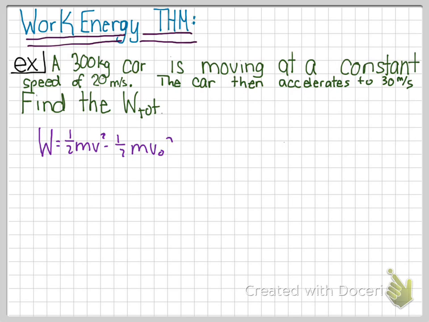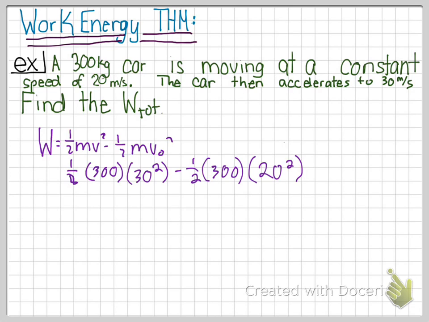So we know the mass of the car is 300 kilograms. We know the velocity of the car is 30 meters per second. And we know the initial velocity of the car was 20 meters per second. So, when we plug in our variables, we will get this equation. And when we solve this equation for work, we get that the work total is equal to 75,000 joules.